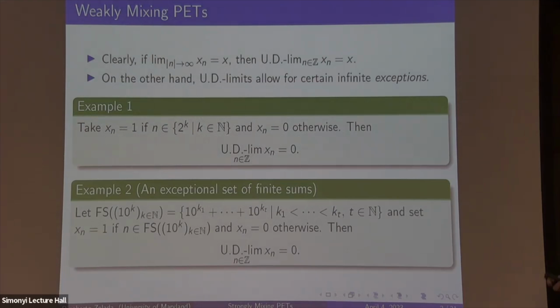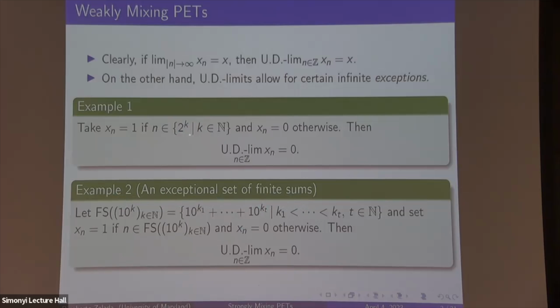A more interesting set of exceptions for a UD limit is the set of finite sums of 10^k in N. This set can be thought of as the set of whole numbers made up of ones and zeros in base 10. So it's also very sparse, and we can define the sequence x_n to be 1 if n is in the set of finite sums and 0 otherwise. And then when we see how much of the time x_n is close to 0, it turns out to be 100% of the time.